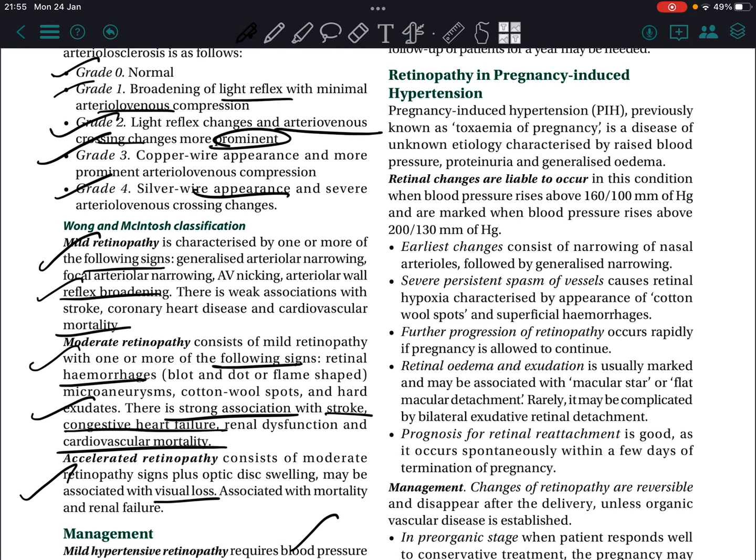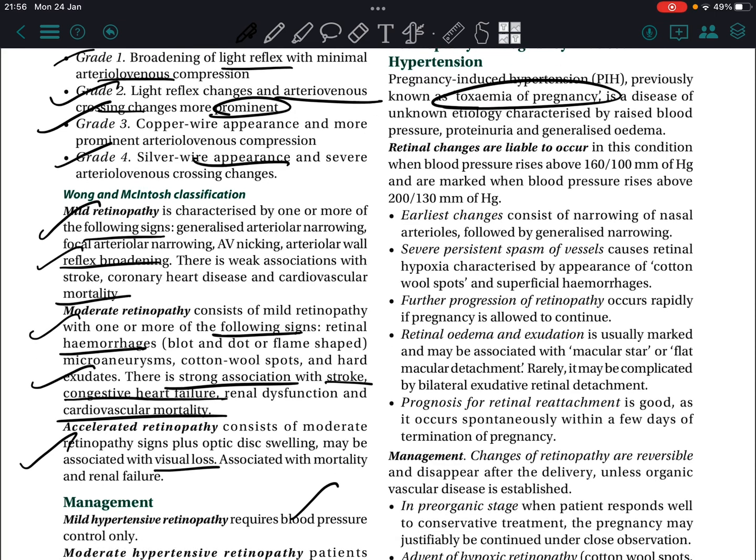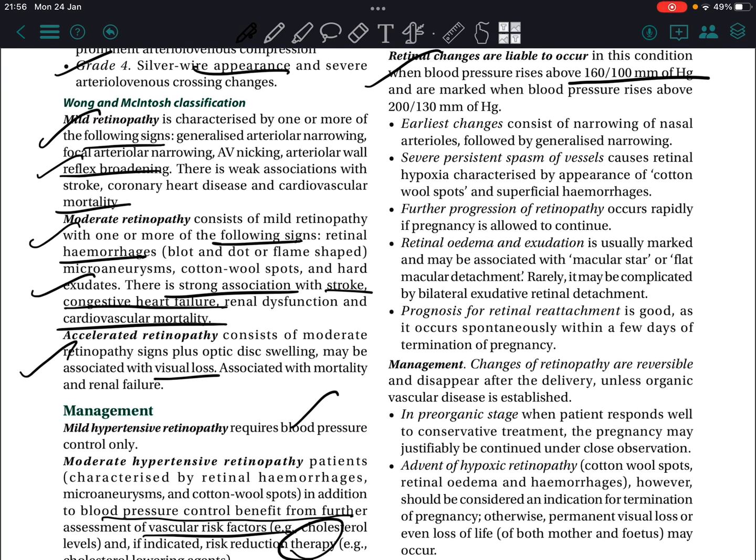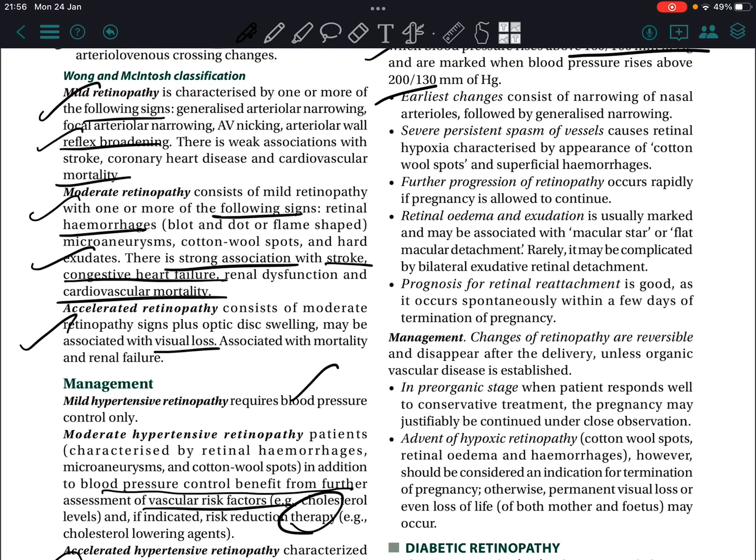Retinopathy in pregnancy induced hypertension is known as toxemia of pregnancy. It is a disease of unknown etiology caused by raised blood pressure. Retinal changes are liable to occur when blood pressure rises above 160 by 100, or are marked when blood pressure rises above 200 by 130. Early changes consist of narrowing of nasal arterioles, followed by generalized narrowing. Severe persistent spasm of vessels causes retinal hypoxia and cotton wool spots.